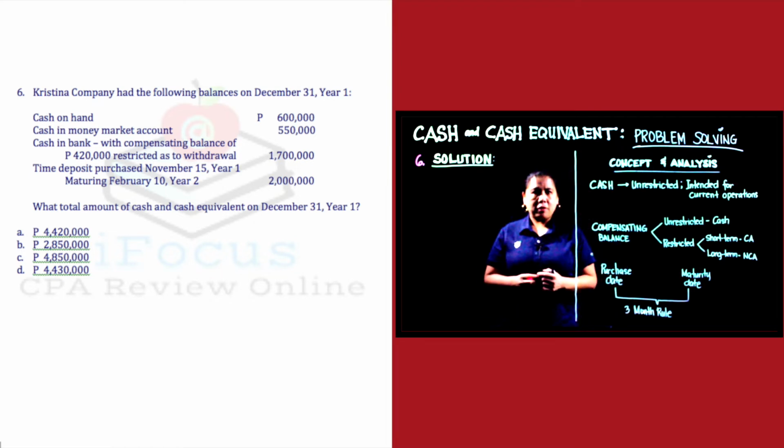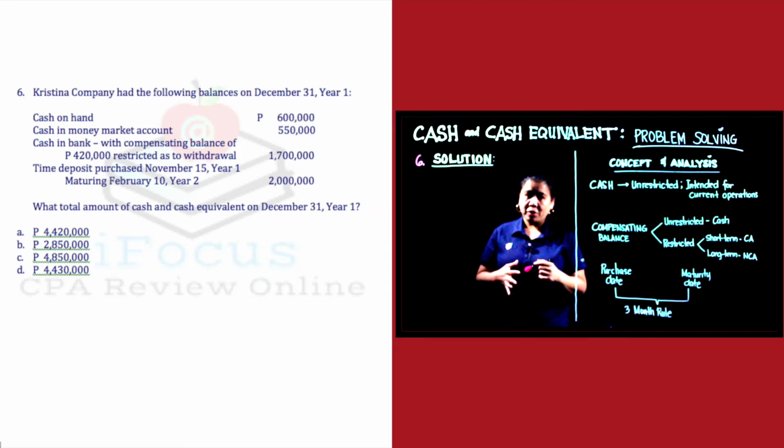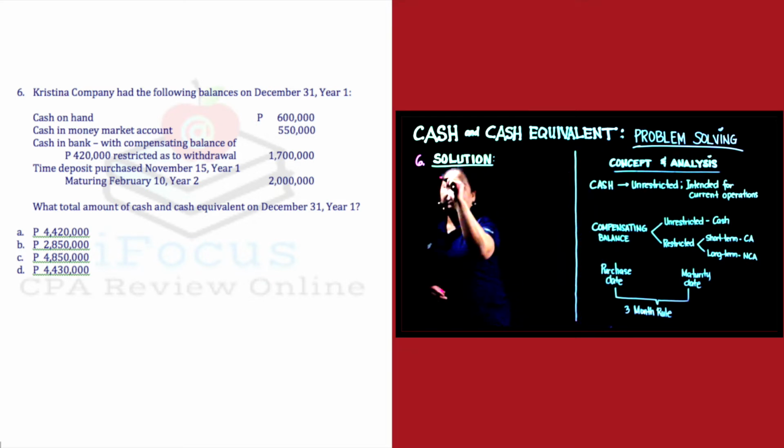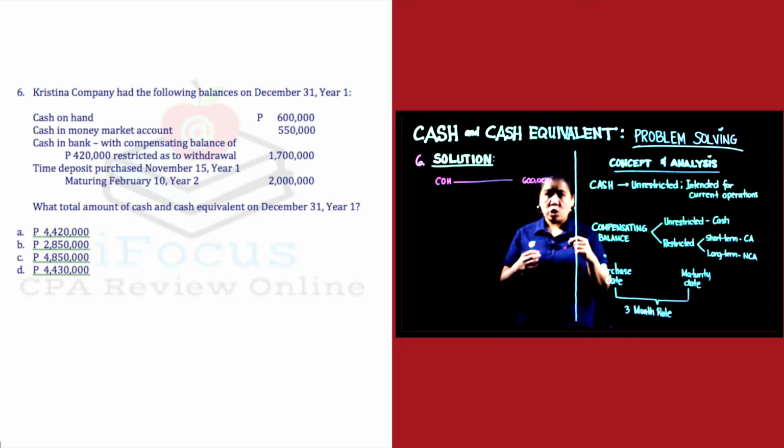So the requirement is what total amount of cash and cash equivalent on December 31st year 1. So ang tanong dito ay both cash and cash equivalent, okay? Christina Company had the following balances on December 31st year 1. Cash on hand of 600,000, kasama yan sa ating cash and cash equivalent. Alright? Another item is cash in money market account. That's a cash equivalent. So, kasama yan sa ating amount.